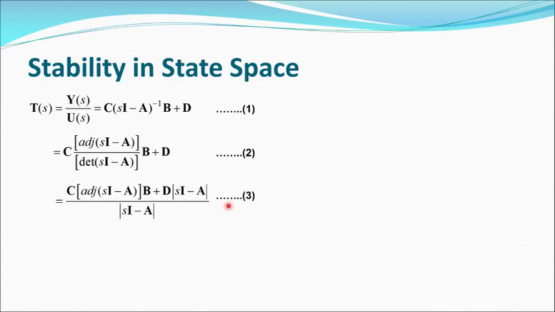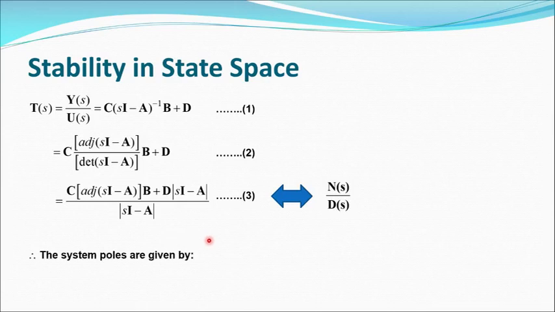From equation 3, you can see that the upper component of the equation is the numerator, while the lower part of the component is the denominator. Since we determine the stability of a system by looking at the denominator of the transfer function, or actually the root of the transfer function, this value represents the poles of the system. So in general, the poles of a system can be determined from state space by using this equation: determinant of sI minus A is equal to 0.